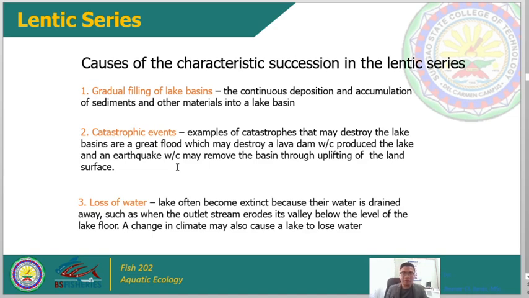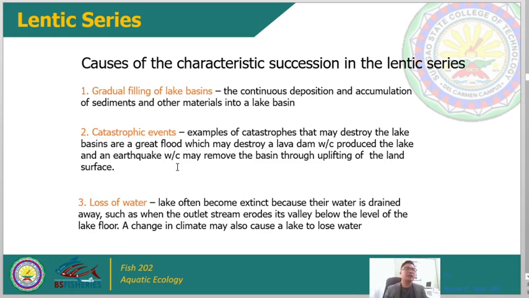And here we have, as I have said earlier, there are factors that cause the succession of a lentic series. So, unsay mga hinungdan nganong ang isa ka aquatic environment will grow old, from lake to ponds, from ponds to swamps. So, these are the three major causes of the succession in the lentic series. So once again, lentic are environments or aquatic environments that are static. Okay? So first is, of course, the gradual filling of lake basins.